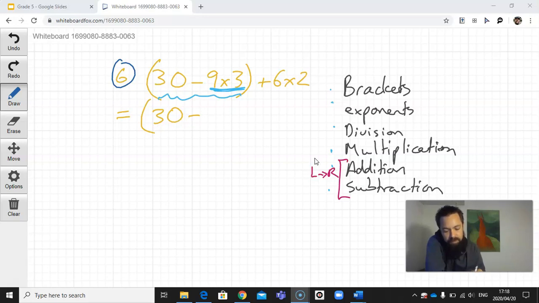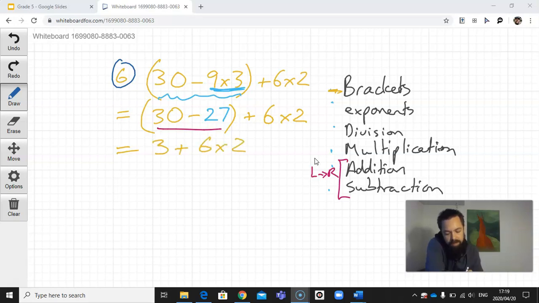Now we're going to solve our 9 times 3, and if your times tables are coming along, you would know that's 27. I haven't done anything to these, so I'm just rewriting them. They're staying in the same place. I now only have the one thing left inside the bracket. So that's the thing I need to do inside the bracket, because brackets was the first thing I'm still finishing off. So 30 minus 27 is 3 plus 6 times 2. I haven't done anything with it. I've just moved it a little bit closer now that this has become smaller.